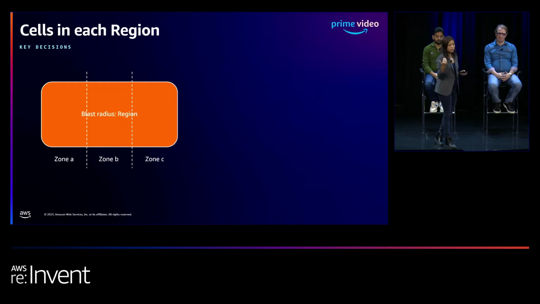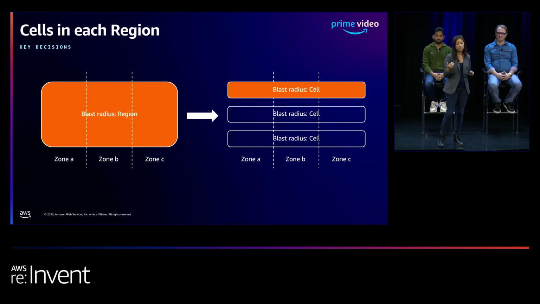So I'll go through the key decisions that Prime Video took. One of the key decisions was how they wanted to design their cells. Previously they had one workload serving the needs of all their customers, across all the zones in one region. They split it up into different cells, and they had 3 cells per region. The reason they had it across AZs in one region is because they had regional services like Lambda, and that's why it was a regional cell.